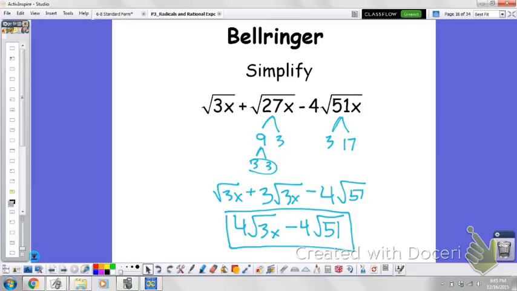So when simplified, this will be 4 root 3x minus 4 root 51x. Now we couldn't split up the 51x. We couldn't split up the 51 because it was only 3 times 17. There's no pairs, so we just have to leave it as root 51x.